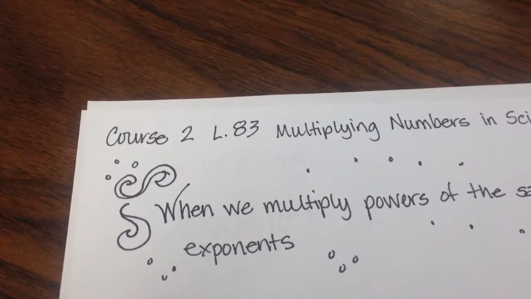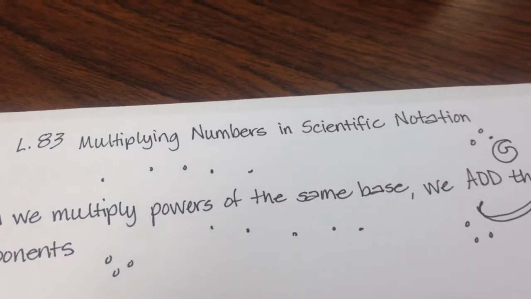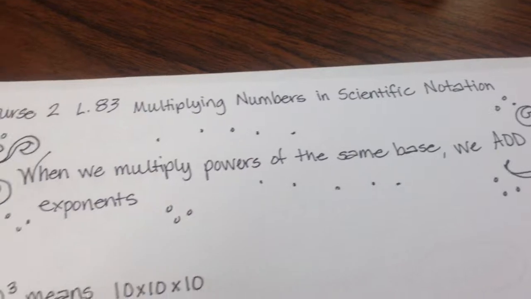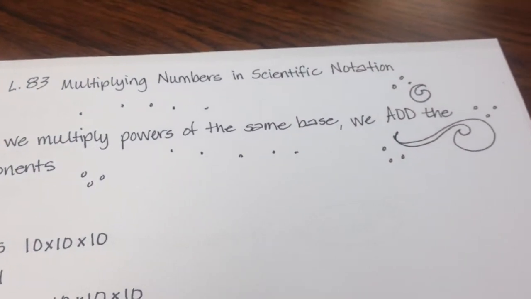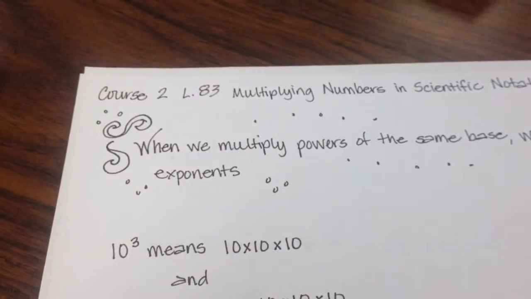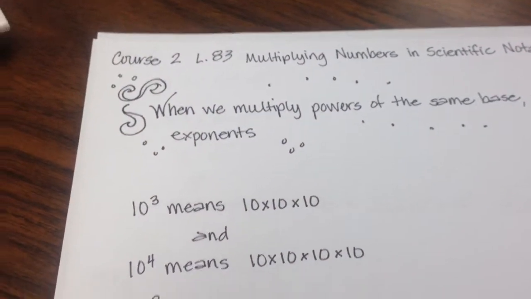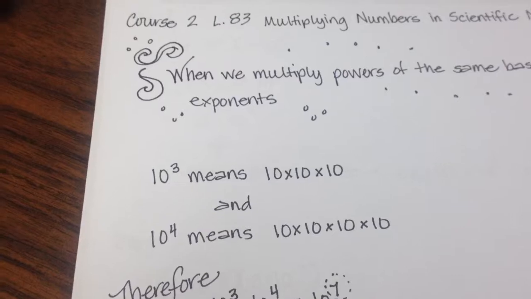Right, Course 2, Lesson 83, Multiplying Numbers in Scientific Notation. Notice, when we multiply powers of the same base, we add the exponents. Why? Well, let's see what the book says, how it explains it.